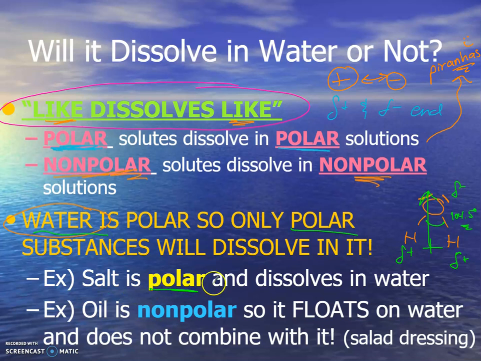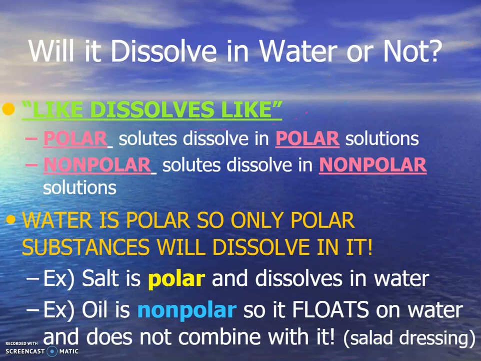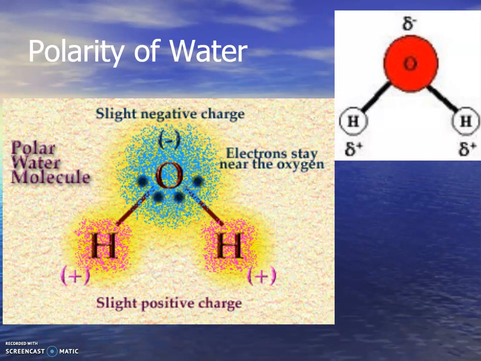So what's polar? That's going to be all of our ionic substances, acids that begin with H, and bases that end with OH. Okay? And oil is nonpolar. It is a covalent compound. You're going to see all of those nonmetals in there, and you will see that they will not dissolve. They will be immiscible. They will float or sink in water.